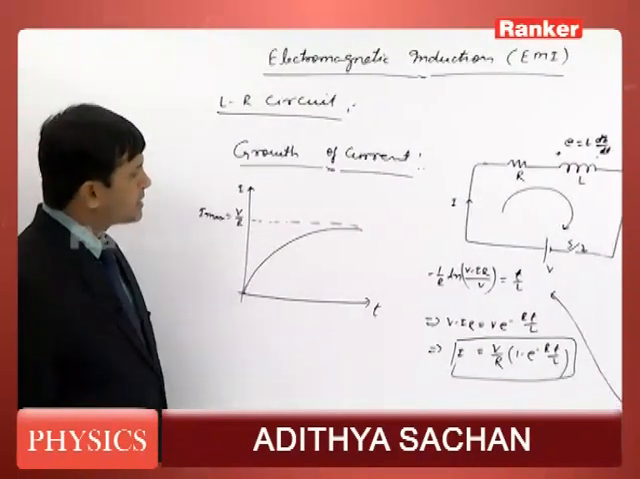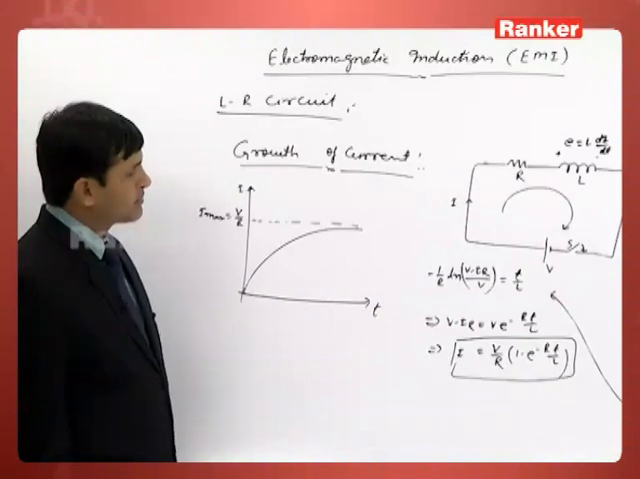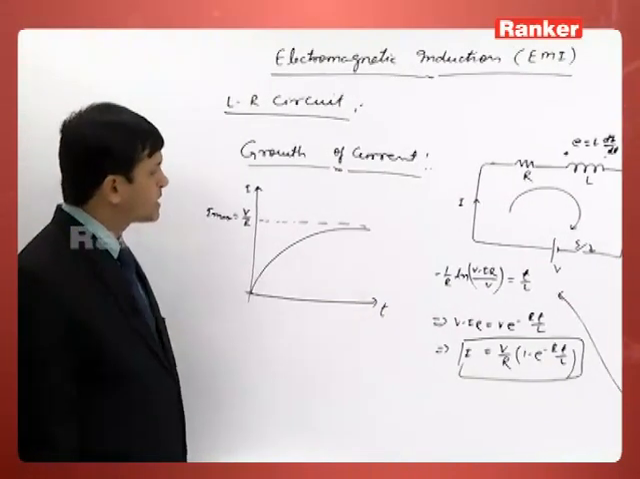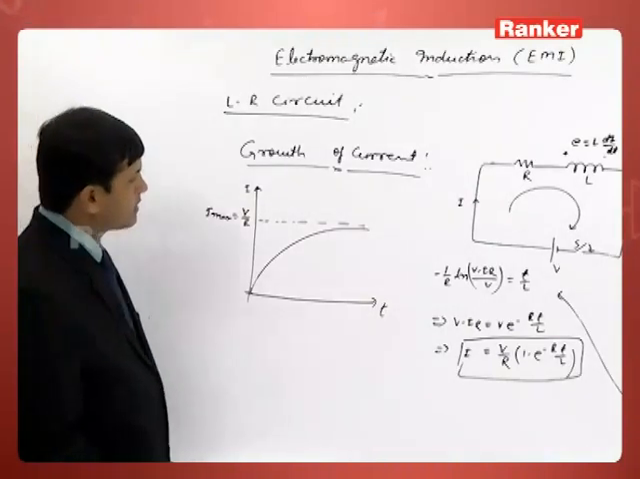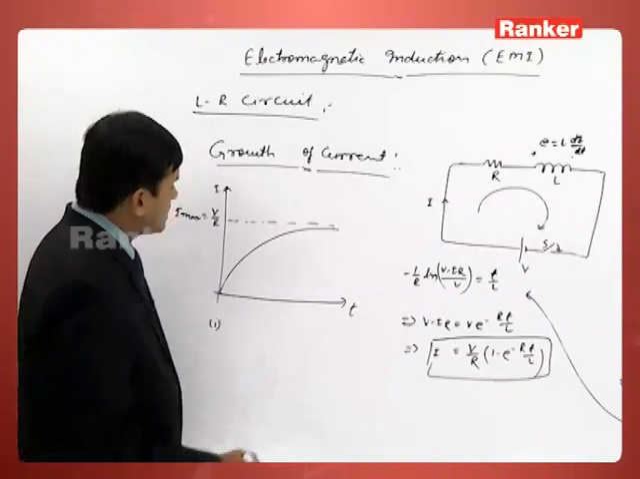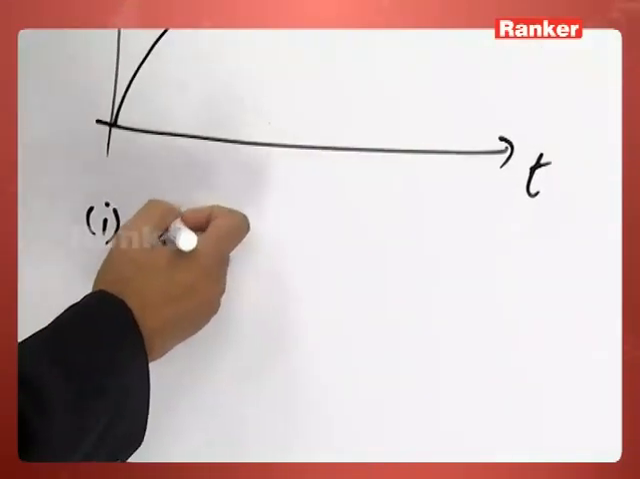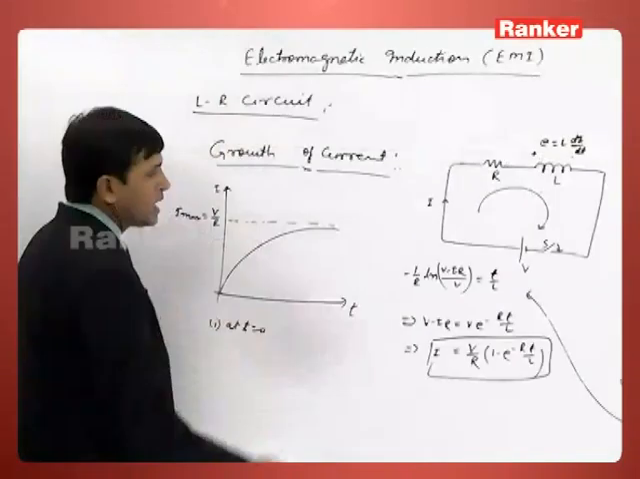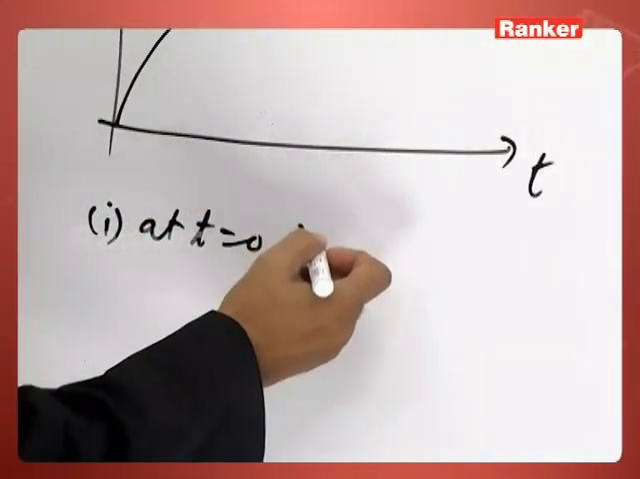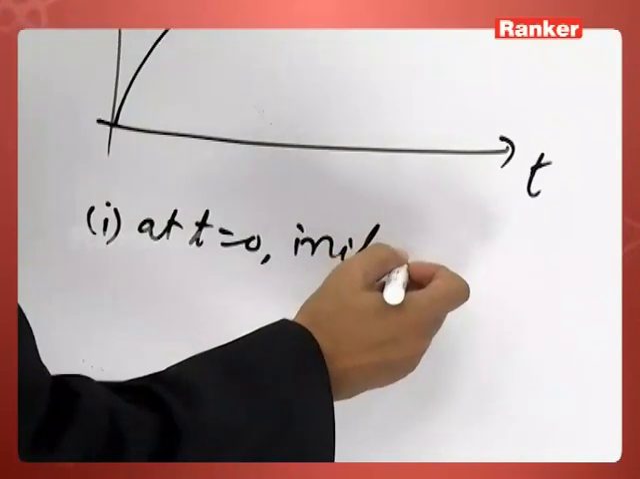So what are the main points we can note down while solving such problems? See the first point. The first point is that at t equal to 0, the state is called the initial state.